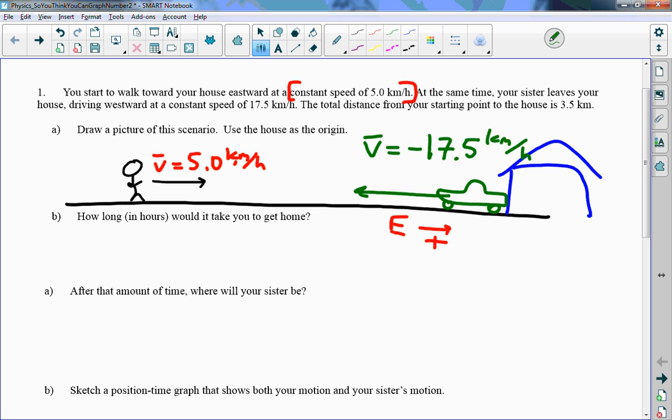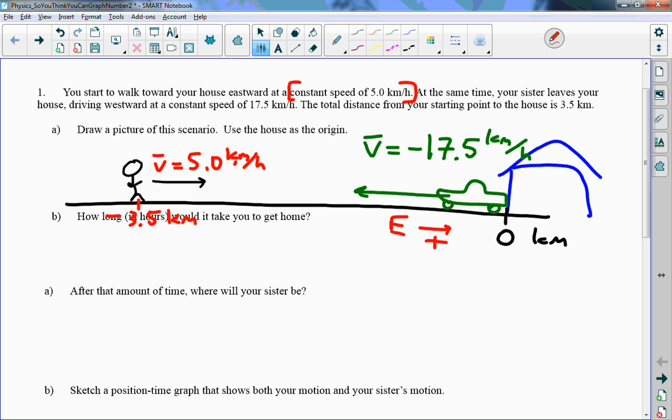And then it also tells me the distance from where I start to the house. It tells me to draw the picture and to use the house as the origin. So where the car is starting, that's going to be 0. That means on my number line, I'm starting on the negative side of the house. So I'm to the left, or to the west. Let's write my location as negative 3.5 km.